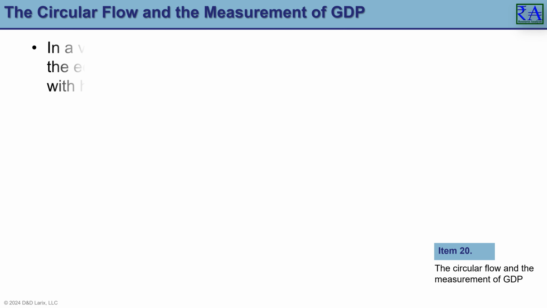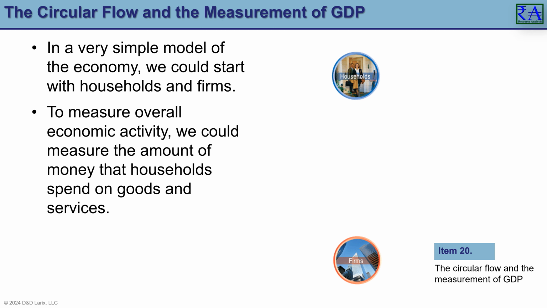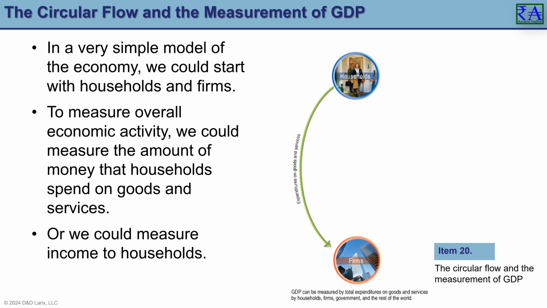The circular flow diagram is a powerful tool that illustrates the interactions between the firms and households in markets. In this simplified model, households and firms are the primary economic actors. We can measure the overall economic activity by examining two main flows, expenditures and income. Households spend money on goods and services provided by firms, represented by the green arrow, from households to firms. This expenditure is one way to measure GDP.